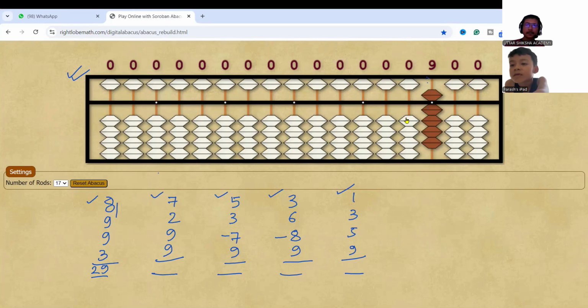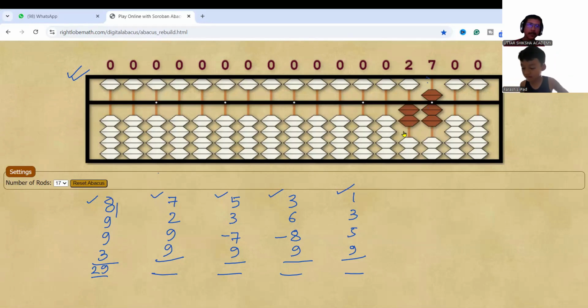Yes, 10. One more 9 is there. Oh, yeah. I forgot. So what is the answer? 27. Yes. 27. Now the next question is 5.